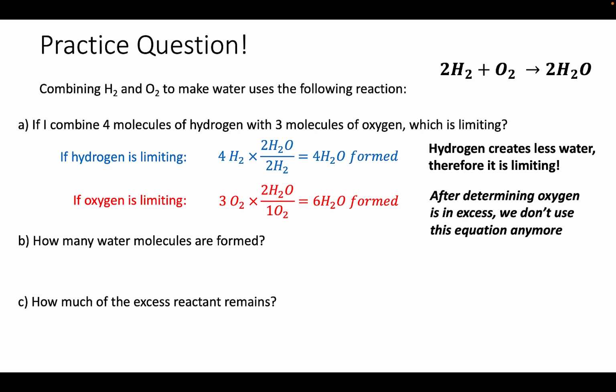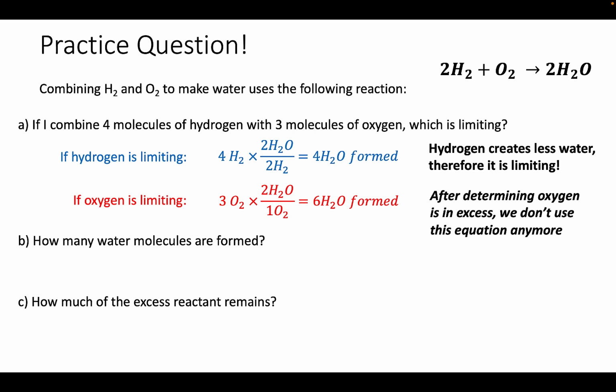If we determine that oxygen is used in excess, this really doesn't have any meaning anymore. It's like in the sandwiches, where we say we could have made 14 sandwiches, but we can't because we're limited by the cheese. In the same way, these 3 oxygens could make 6 waters, but we just don't have enough hydrogen to make it. And so whatever we did here for the excess reactant is really not relevant anymore.